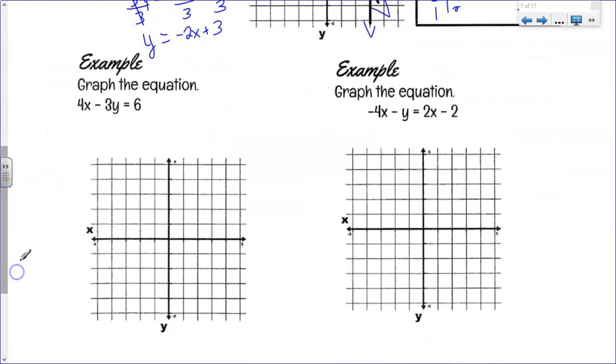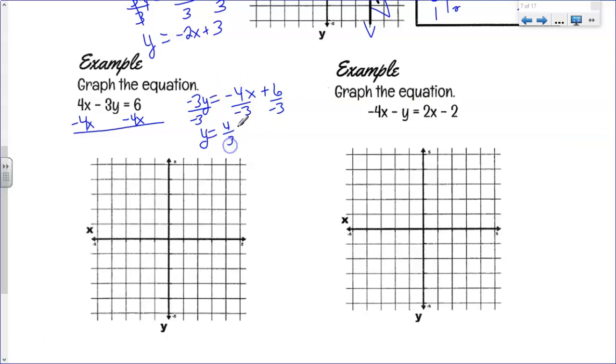Okay, so let's do 2 more examples here. So we're going to solve for y. We're going to subtract 4x, so I get negative 3y equals negative 4x plus 6. Divide by negative 3. So I get y equals negative 4 divided by negative 3, a positive 4/3 x. 6 divided by negative 3 is a negative 2. Alright, so here my slope is 4/3 and my y-intercept is 0, negative 2. So that's my starting point.